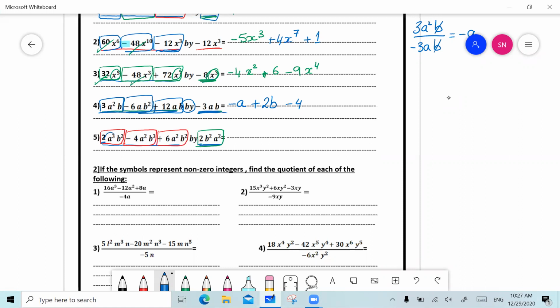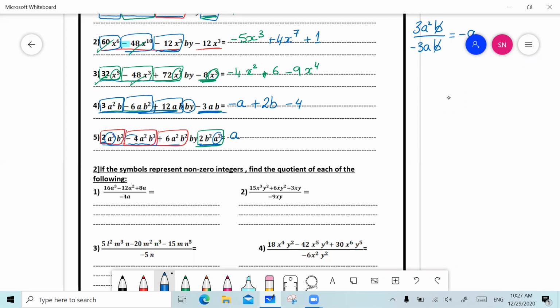A to the power of 3 divided by a to the power of 2. This is equal to a. B to the power of 2 divided by b to the power of 2. It is b to the power of 0. So we don't write any variable to the power of 0. I will go now for the second term.